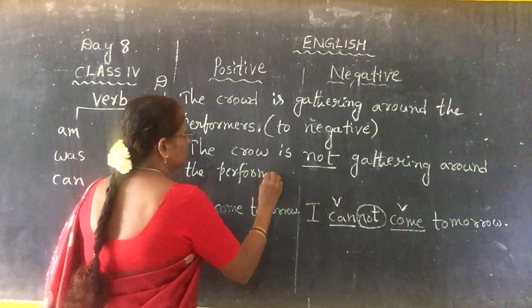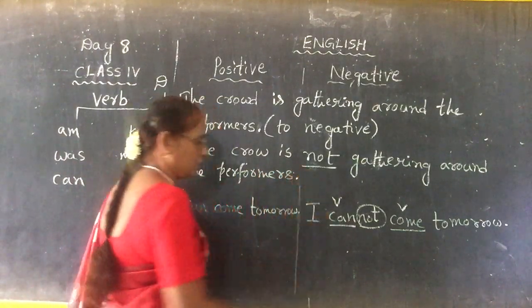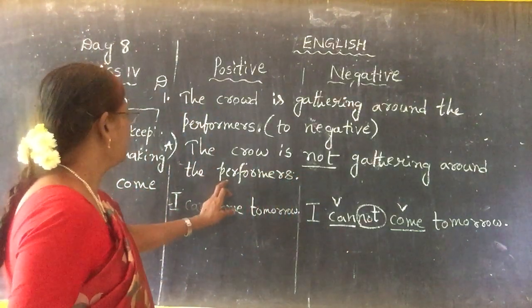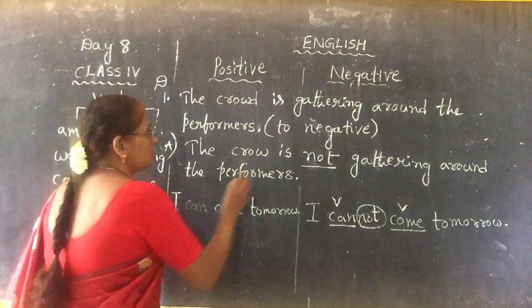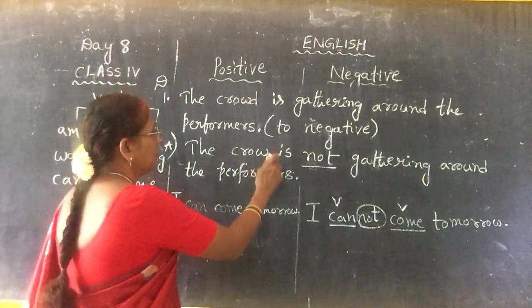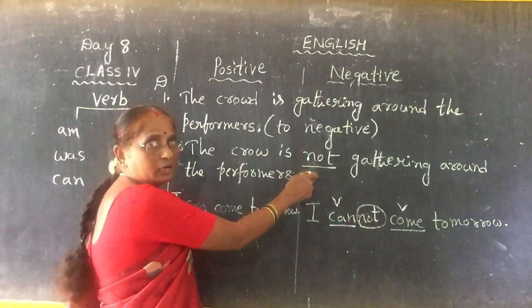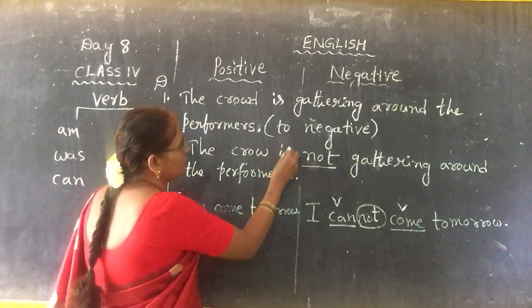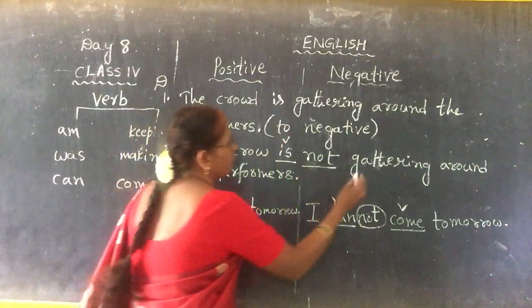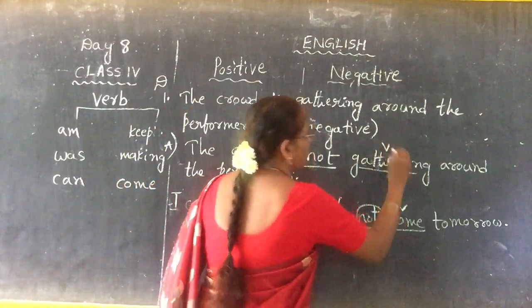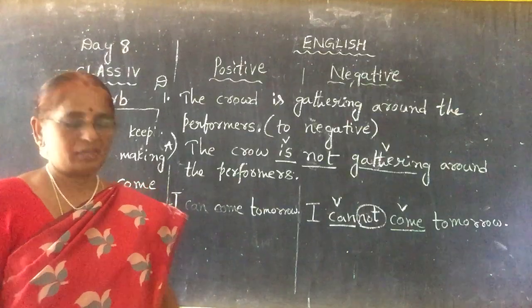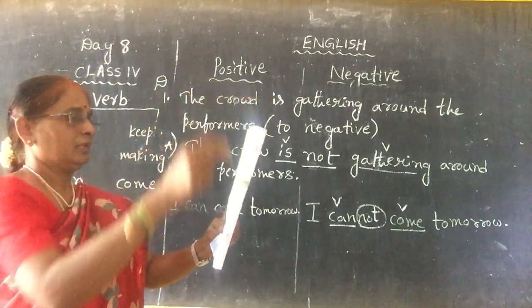Performers means those who are doing the acting, doing the work. So what to observe here? See, not is the negative form. This word is placed between what, children? Is is the helping verb and gathering is the main verb. Like that you have to write. Okay?